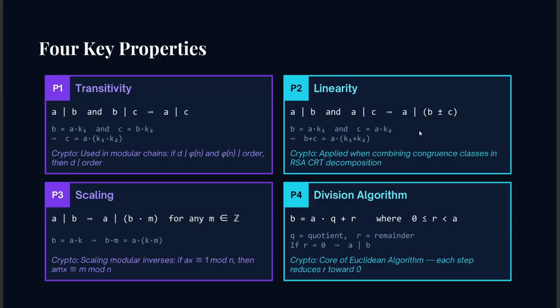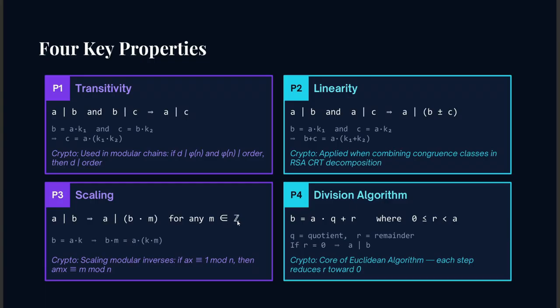Third property is scaling. If A divides B, then A divides B times M for any integer M. Let's take an example. 3 divides 12. Multiplying 12 by 5, that is 12 times 5, is 60. 60 equals 3 times 20. So 3 still divides the result.